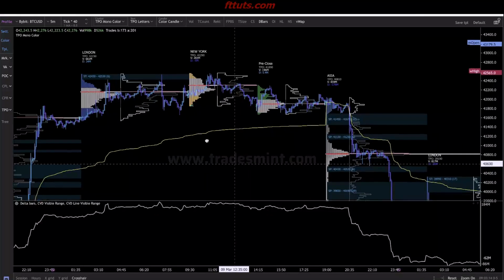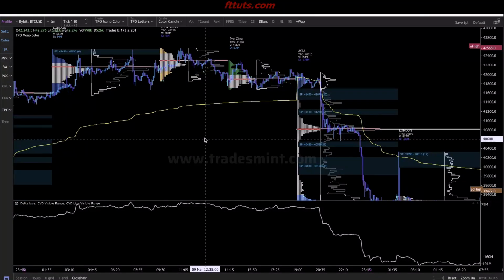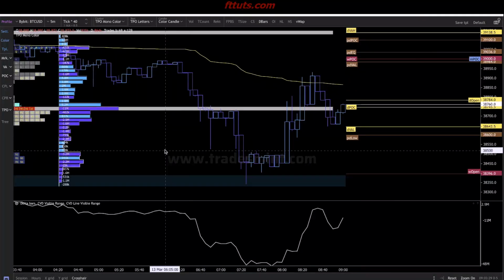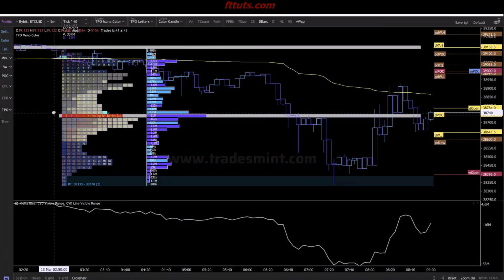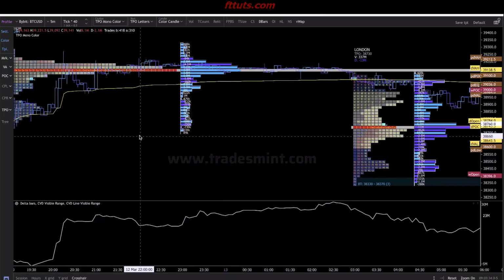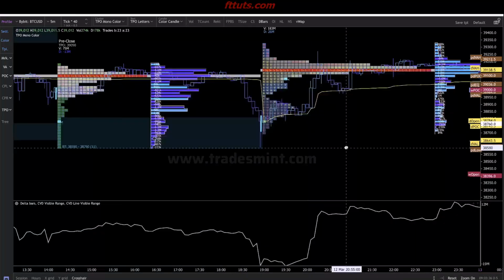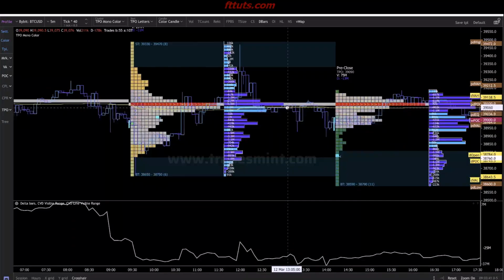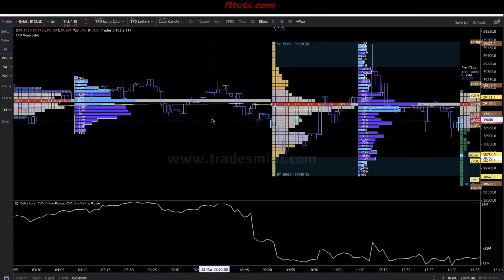And so this is a very nice template for two things. Number one, very accurate single prints. Very, very accurate single prints. This template, I like to use 5 minutes and 40 tick. This will show you the single prints much more accurately than a regular 30-minute candle because we're using a lower time frame. And so if there is a single print here, this means that price only stayed there for 5 minutes or less. So that's really a single print, right?